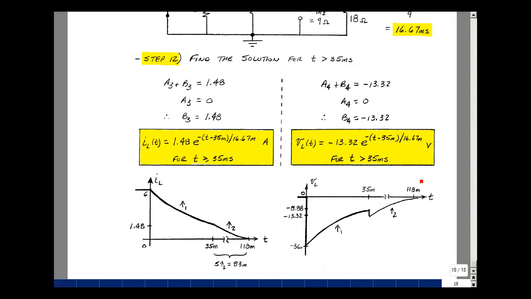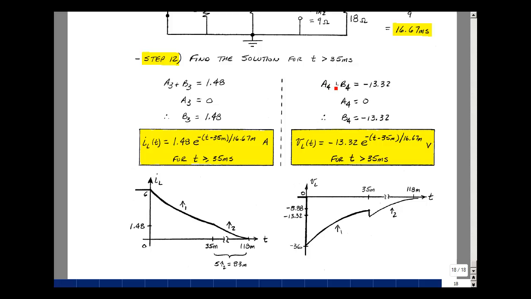We found that A3 plus B3 was 1.48. A3 was 0, so B3 is equal to 1.48. I sub L of t is going to be equal to 0 plus 1.48 times e to the minus t minus t0, which is 35 milliseconds, divided by tau 2, which was 16.67 milliseconds. And the units here are amps. We're going to have equality because the current cannot jump instantaneously.